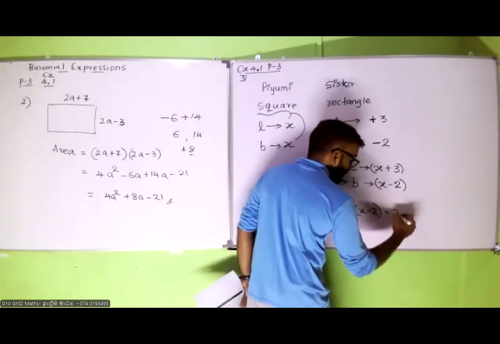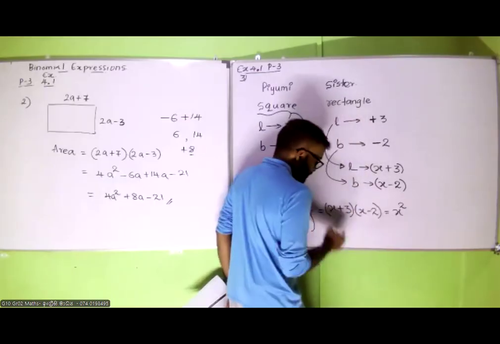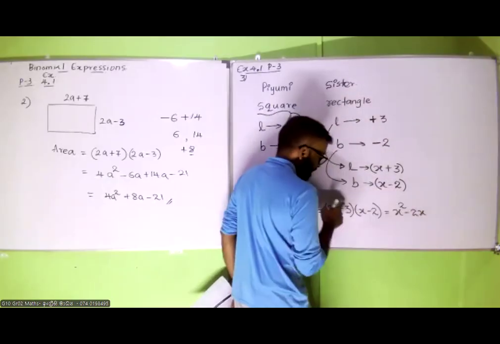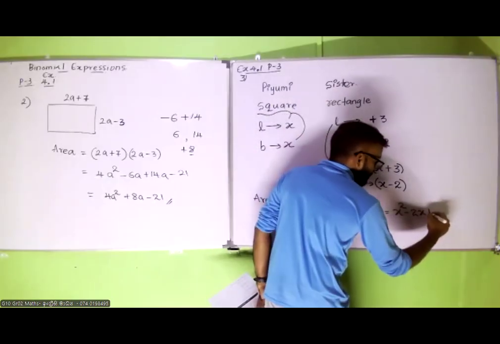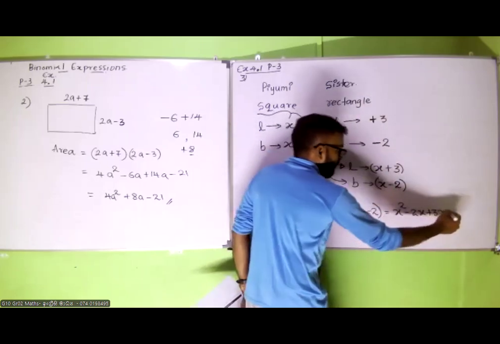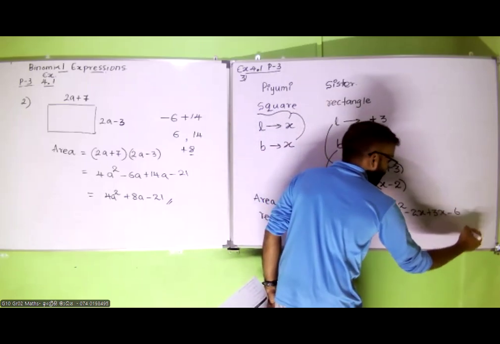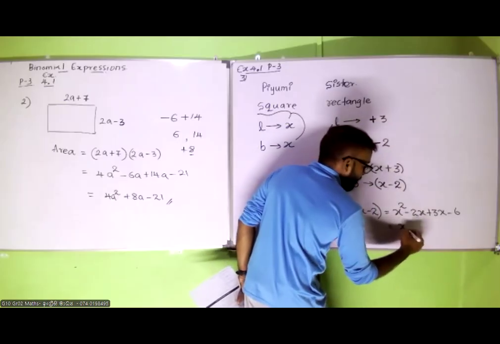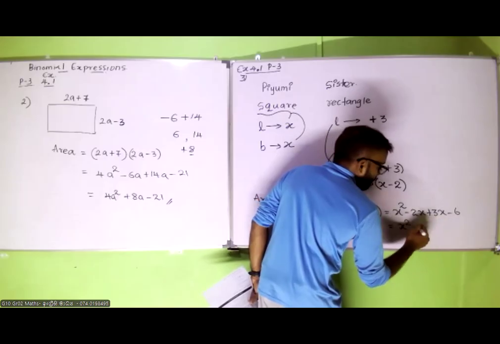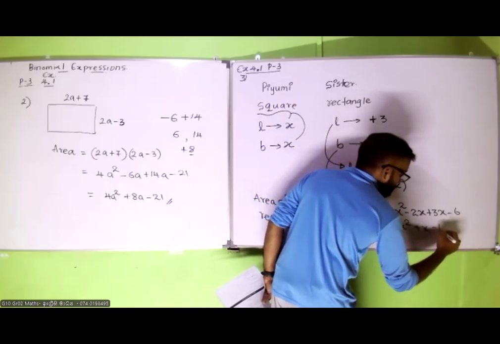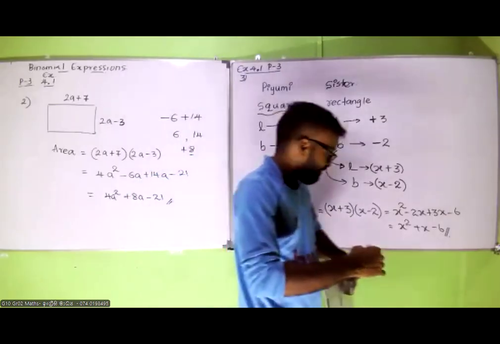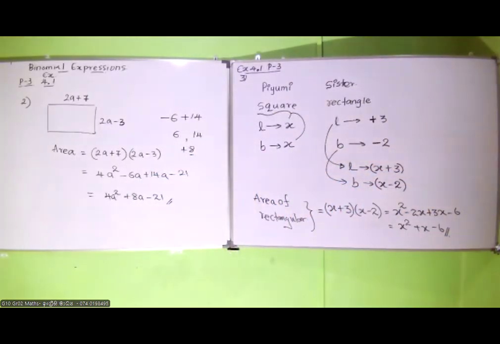x into x is x square, x into negative 2 is negative 2x, positive 3 into x is positive 3x, positive 3 into negative 2 is negative 6. So x square plus x minus 6. This should be the answer.